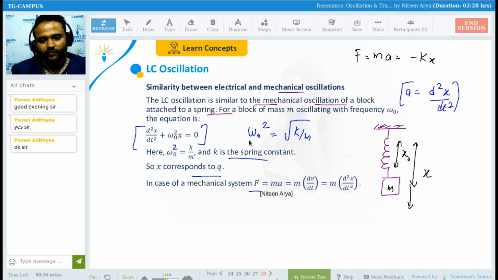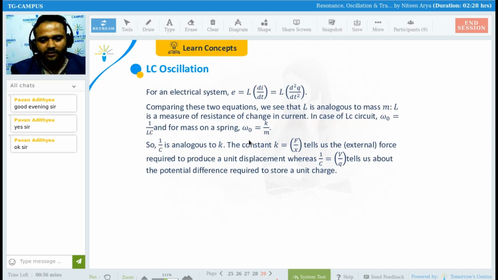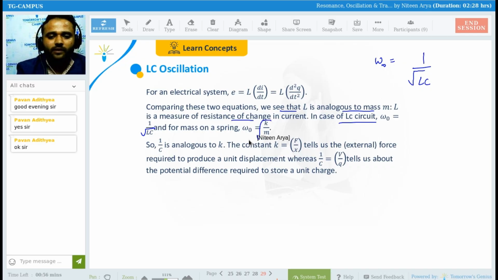In case of a mechanical system, F equals ma, m dv by dt, m d square x by dt square. For an electrical system, E equals L di by dt, where I is dq by dt. So comparing these two equations, we see that L is analogous to mass. L is a measure of the resistance to change in current. In case of an LC circuit, omega naught is 1 by under root LC. And for a mass on a spring, omega naught is under root k by m. So 1 by C is analogous to k.